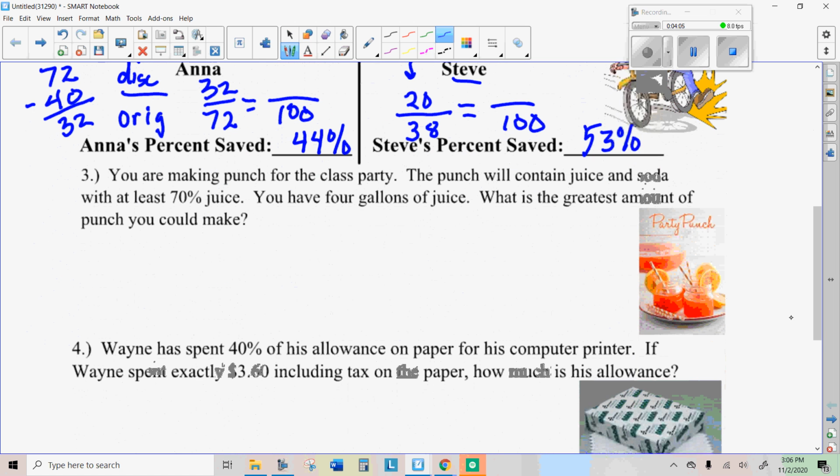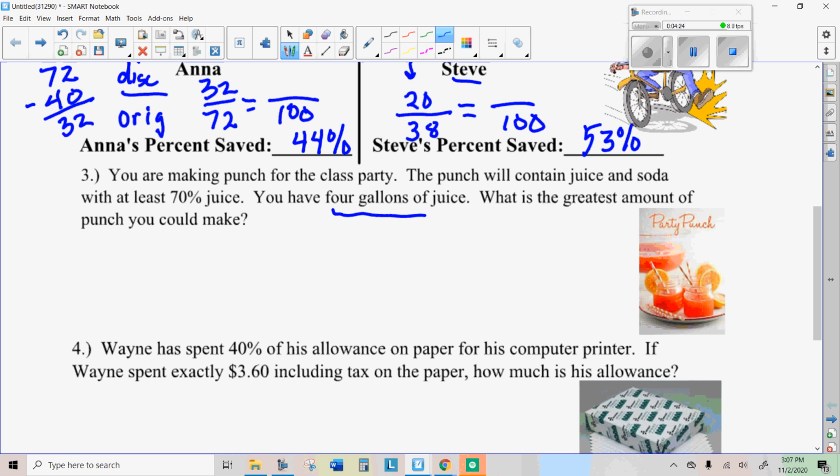All right, you're making punch for the class party. The punch will contain juice and soda with at least 70% juice. You have 4 gallons of juice. What is the greatest amount of punch you could make? Okay, so it has to be at least 70% juice to taste good, basically.